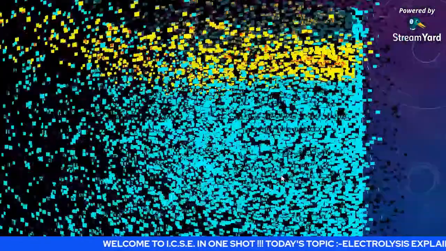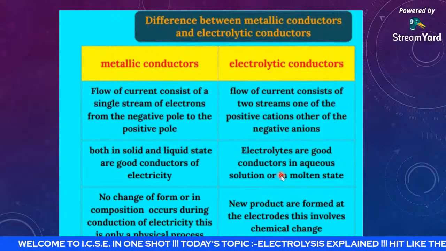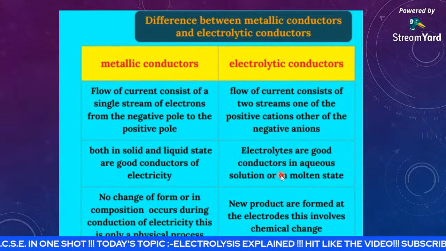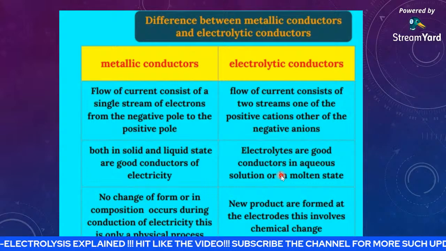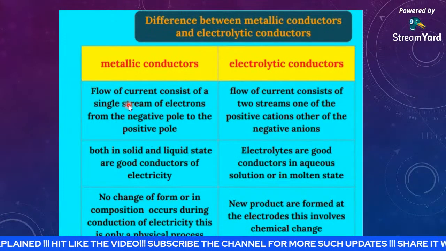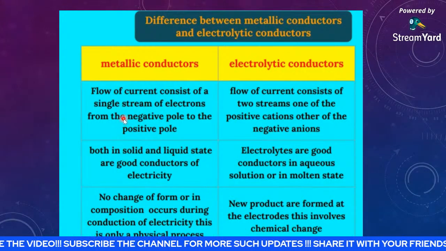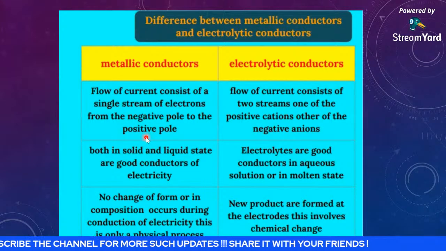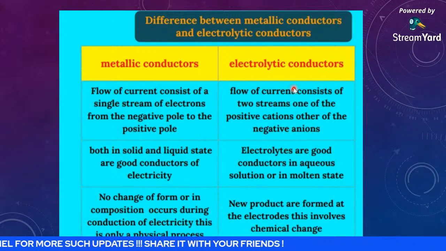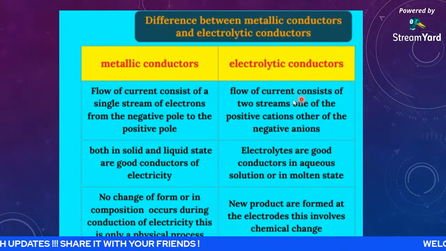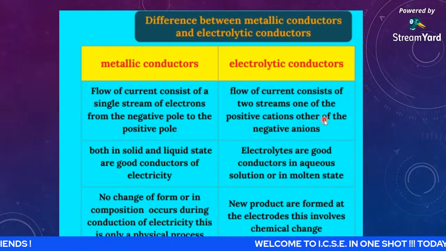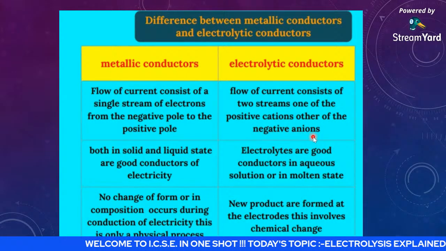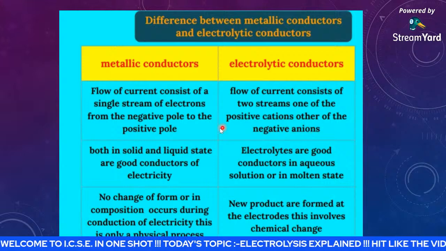Now, what is the difference between metallic conductors and electrolytic conductors? Metallic conductors are conductors whose flow consists of only a single stream of electrons from the negative pole towards the positive pole. Whereas in electrolytic conductors, the flow consists of two streams: one is positive cations and the other is negative anions.